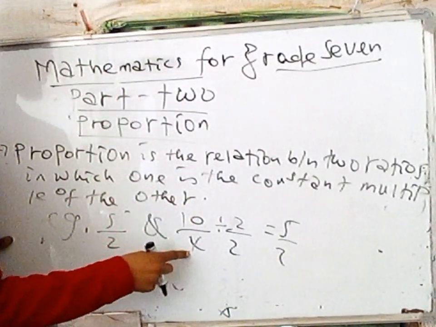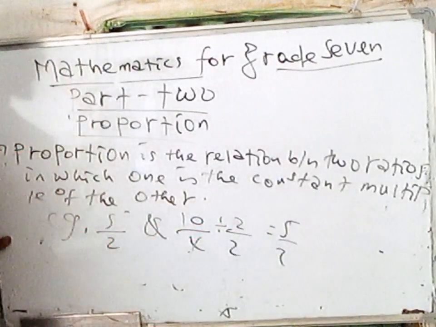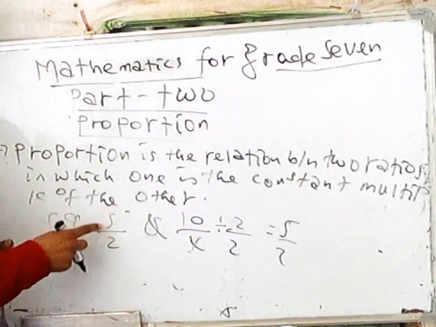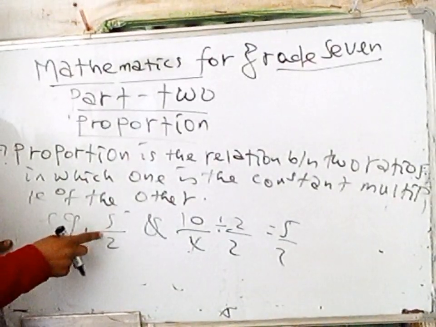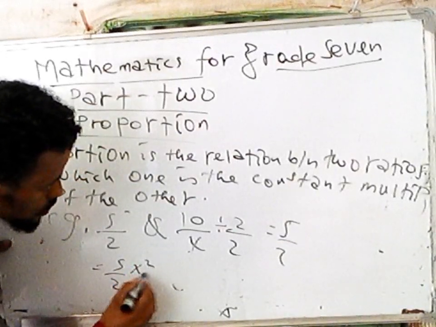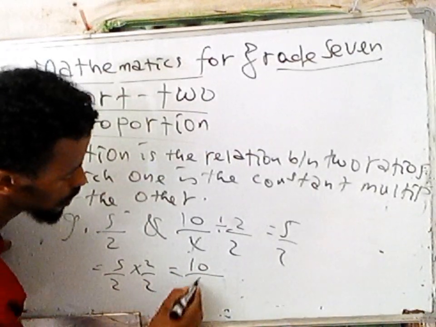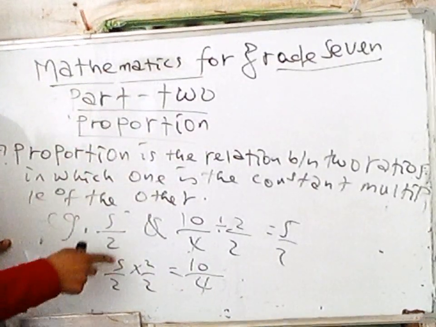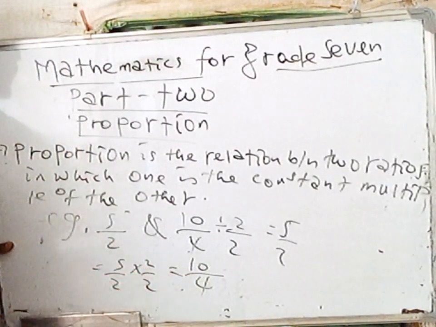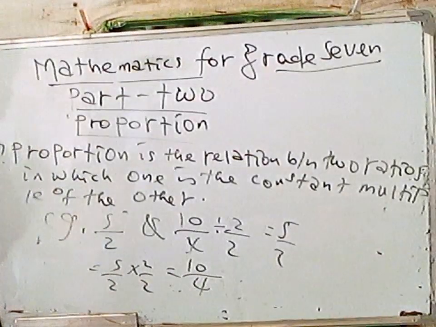So when we divide the numerator and denominator by the same factor, 2, we get the simplest form, which is 5 over 2. So 10 over 4 is the constant multiple of what? 5 over 2. 5 over 2 multiplied by 2 over 2: 5 by 2 is 10, and 2 by 2 is 4. So when we multiply the simplest form by a constant multiple, we get the other ratio, which is proportional to this ratio.